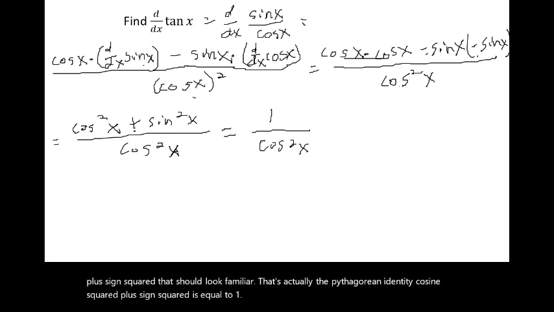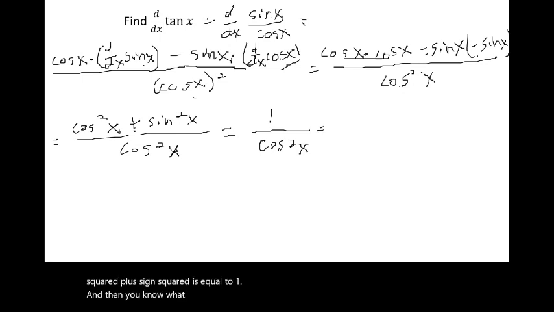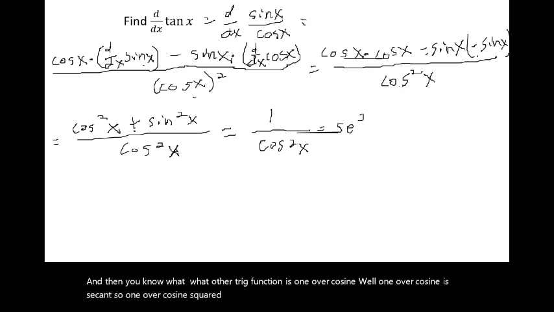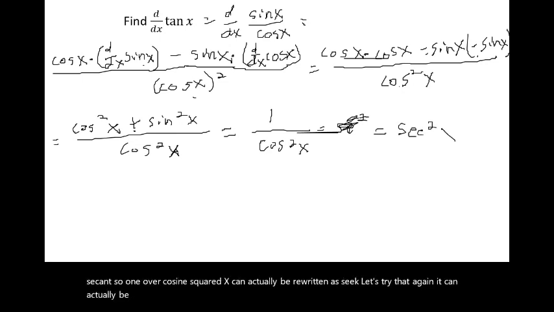And then, what other trig function is 1 over cosine? Well, 1 over cosine is secant. So 1 over cosine squared x can actually be rewritten as secant squared x. So that is the derivative of tangent.